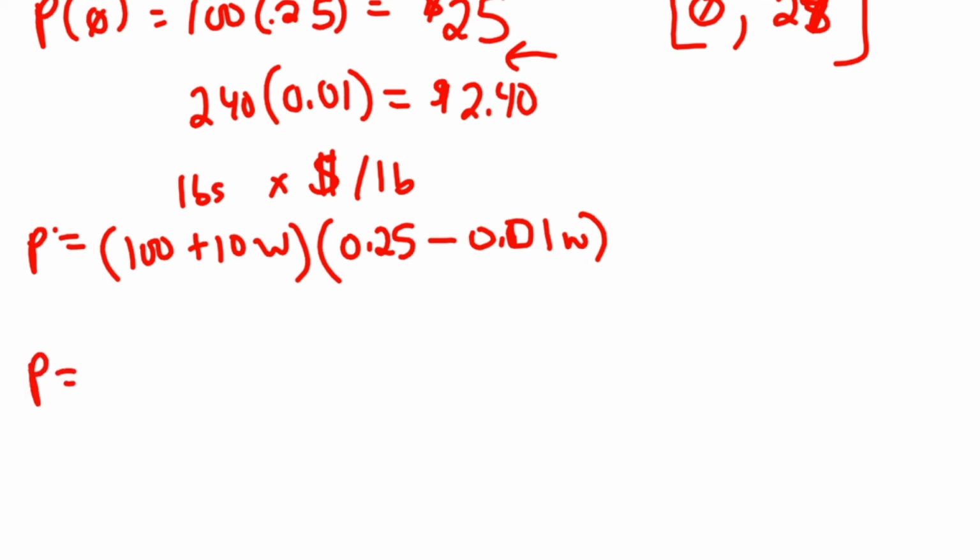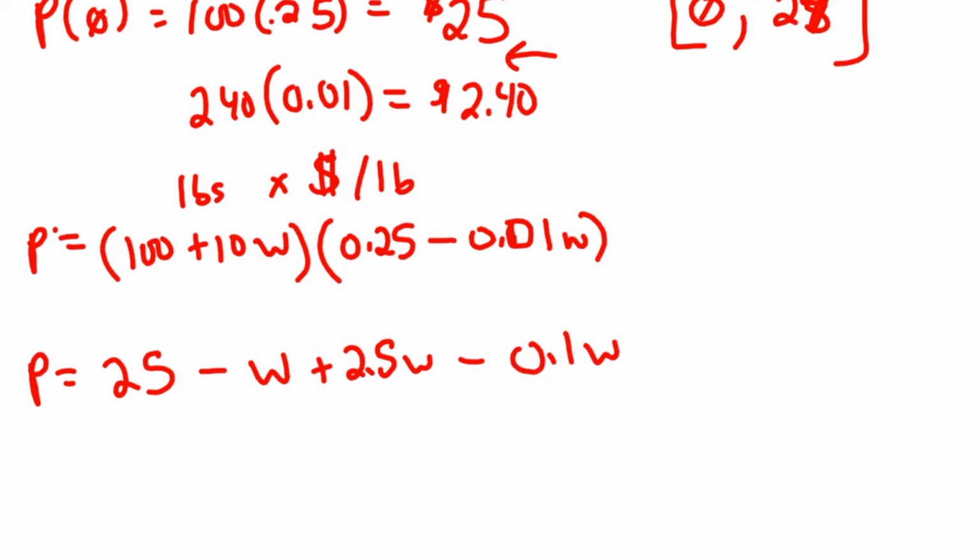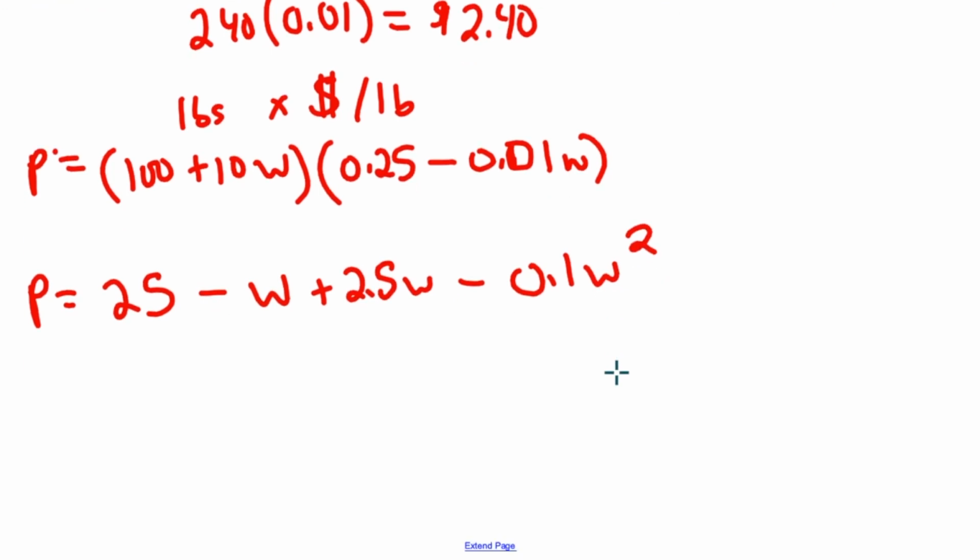So our profit here, multiply all this out, 100 times 25 cents is just 25, minus 100 times 0.01 W is just 1 W. 10 W times 0.25 will be plus 2.5 W, and then minus 10 W times 0.01 W will give us 0.1 W squared. Okay, you can combine these together now or take the derivative and then do it.